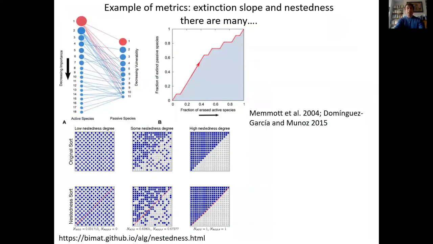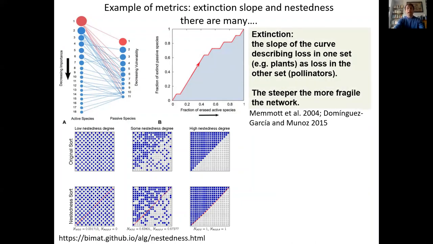Examples of network metrics are, for example, in plant-pollinator networks, extinction slope, which is a very important metric. It's basically a description of the network in terms of how many species you lose as you remove species from the system. So I can take, for example, one pollinator and remove it, and I can start removing pollinators. At some point, there will be some plant that will be left without pollinators, and at that point, that plant goes extinct. And so I can do this, and I get the slope, and this is my metric.